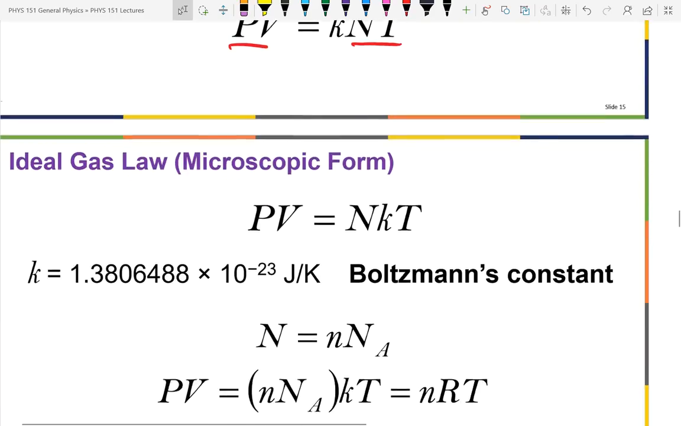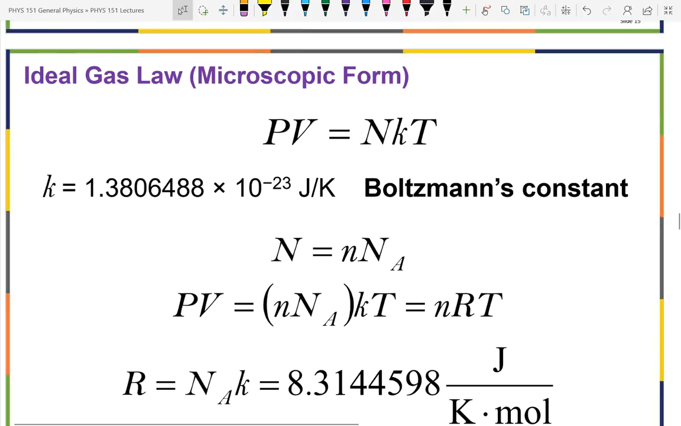The microscopic form of the law: PV equals NkT. I changed the order of the k and the N, no big deal. And there's the spelling of Boltzmann, so that's correct. The Boltzmann constant, obviously you'll be given it on your tests. This won't apply to the test next week.